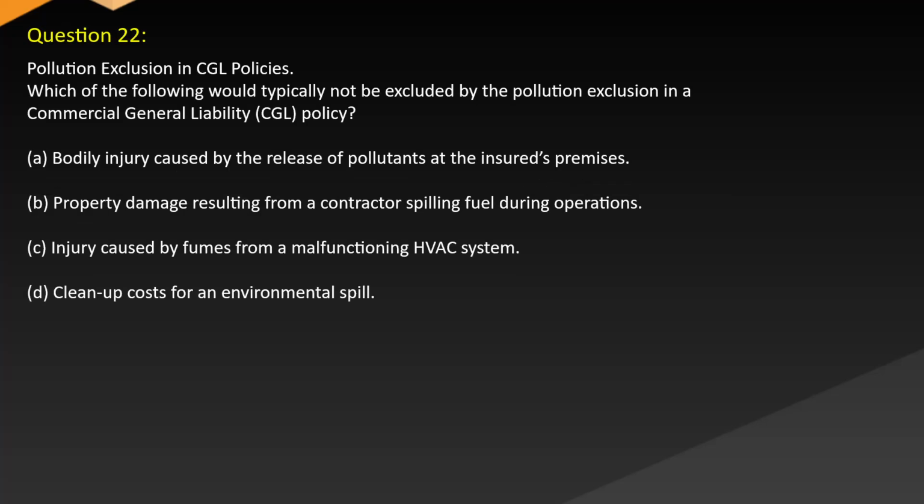Question 22. Pollution exclusion in CGL policies. Which of the following would typically not be excluded by the pollution exclusion in a commercial general liability (CGL) policy? A. Bodily injury caused by the release of pollutants at the insured's premises. B. Property damage resulting from a contractor spilling fuel during operations. C. Injury caused by fumes from a malfunctioning HVAC system. D. Cleanup costs for an environmental spill.